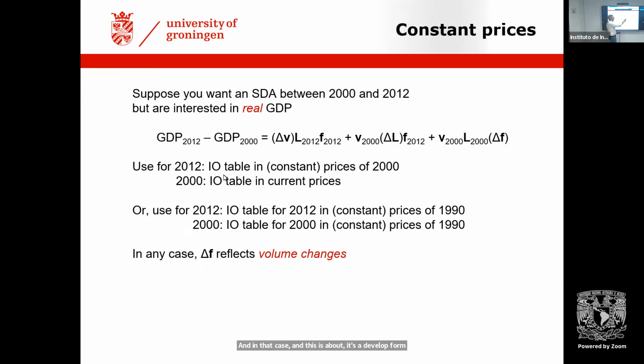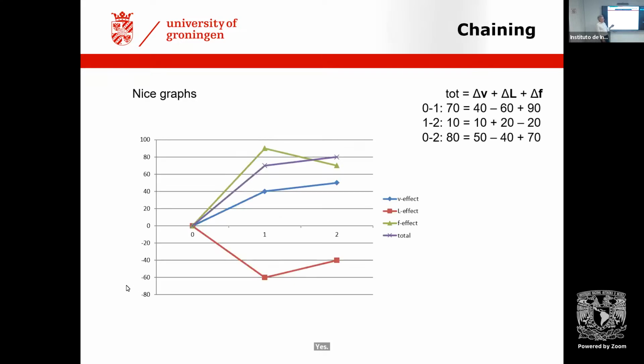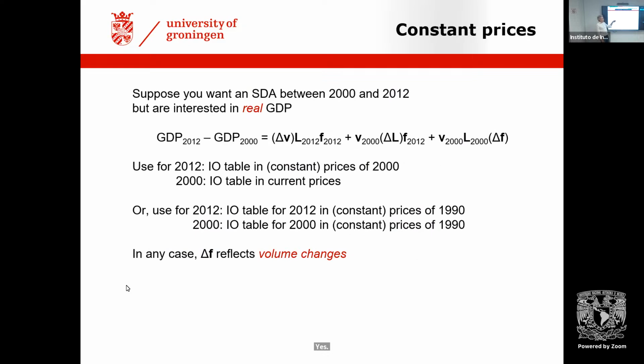For the result for 2012, you use the input-output table in constant prices of 2000. For the year 2000, the F for 2000, the L for 2000, you take from the input-output table in current prices in 2000. Or you can, in any case, take a table in constant prices. In that case, the delta F reflects volume changes, because the prices remain the same.